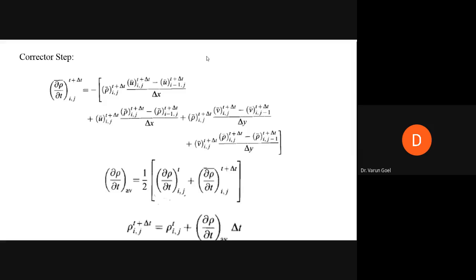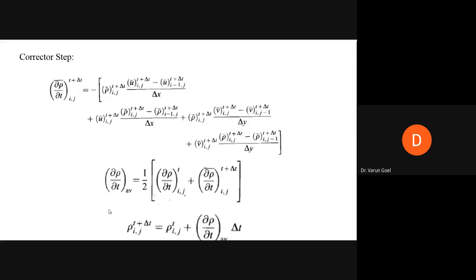So now with this, we are able to get all the values which are available at del rho by del t at i,j,t plus delta t. Now with the help of these equations, we are able to get again a del rho by del t value at i,j,t plus delta t.